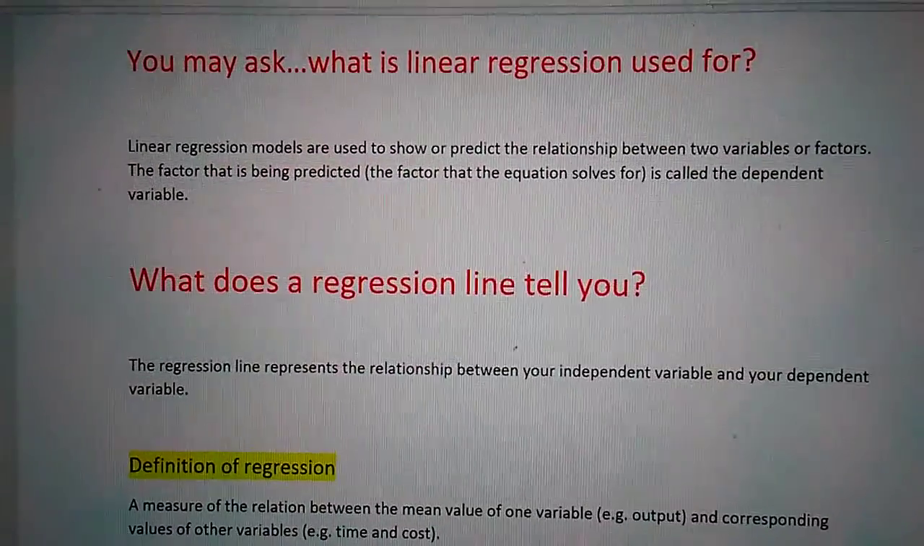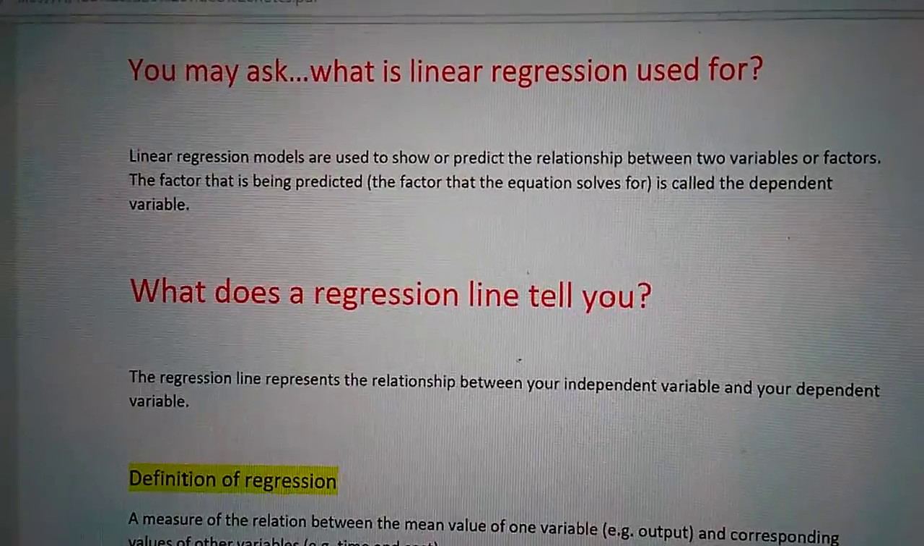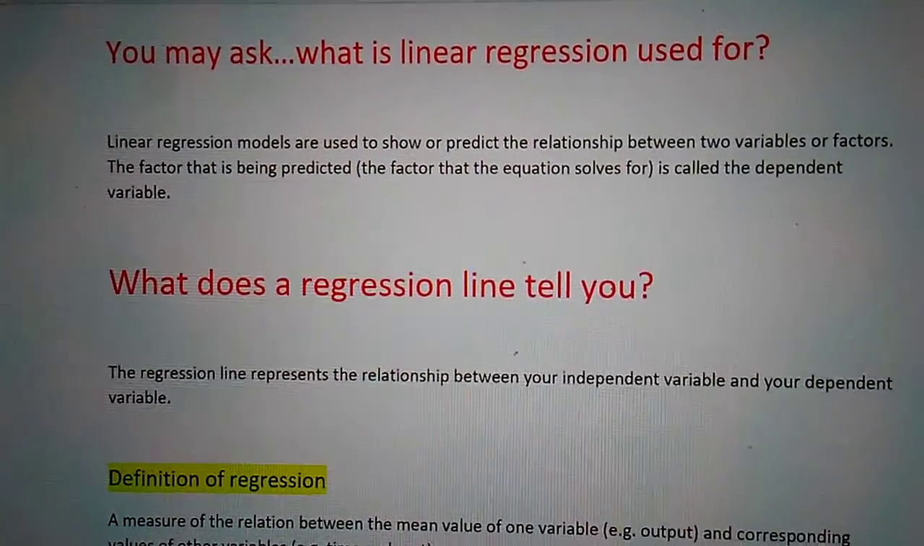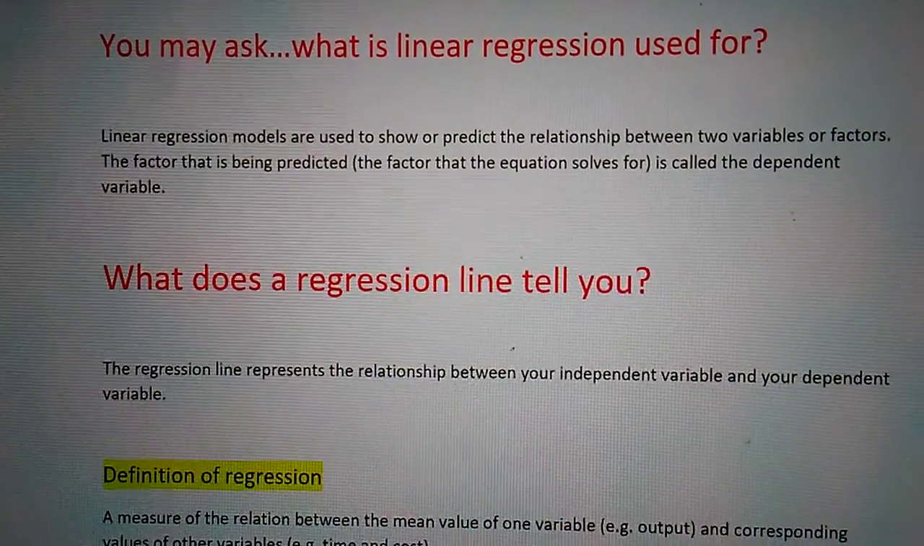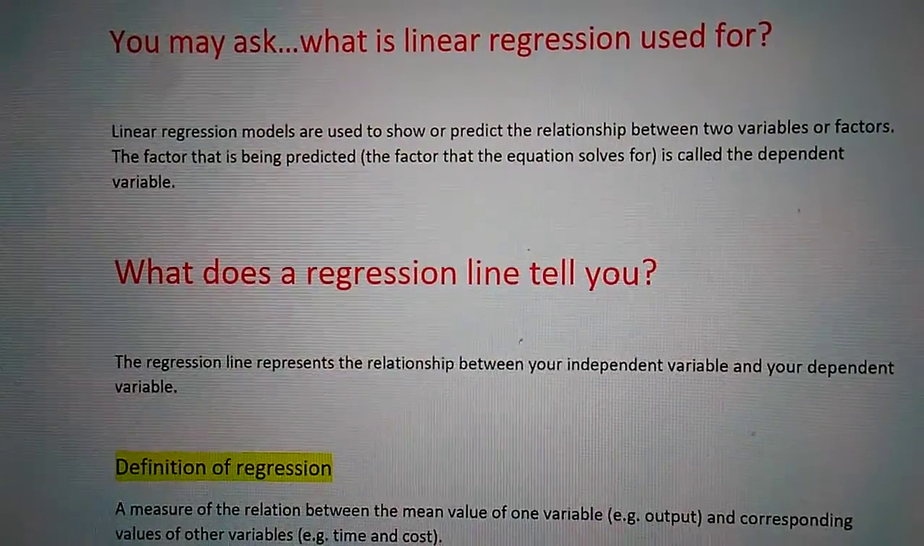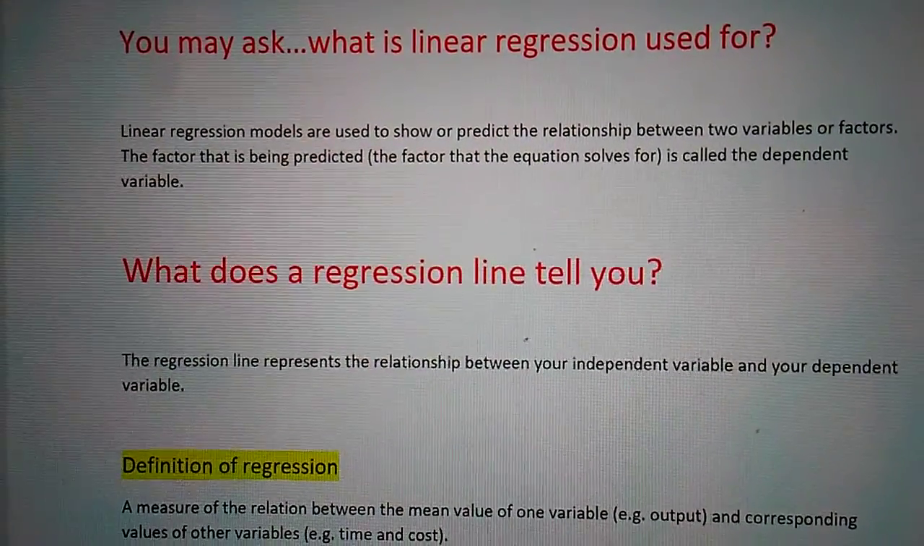This week we're going to be studying linear regression, and I've given you some notes here, so let's go over them together. You may ask, what is linear regression used for? Well, linear regression models are used to show or predict the relationship between two variables or factors. The factor that is being predicted, the factor that the equation solves for, is called the dependent variable.